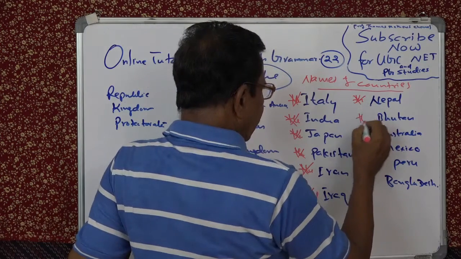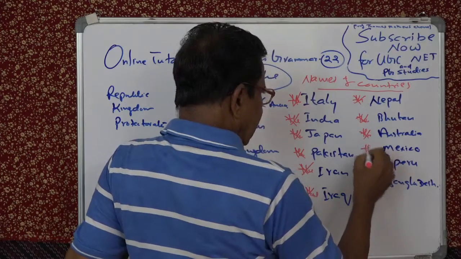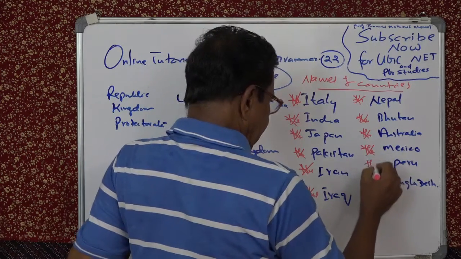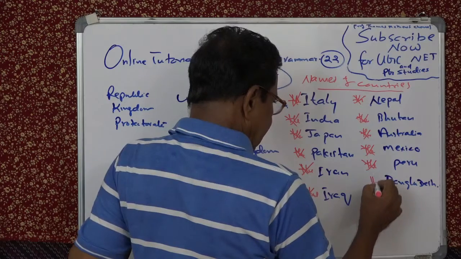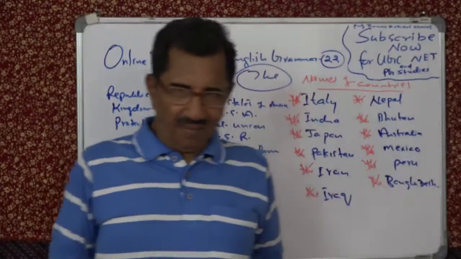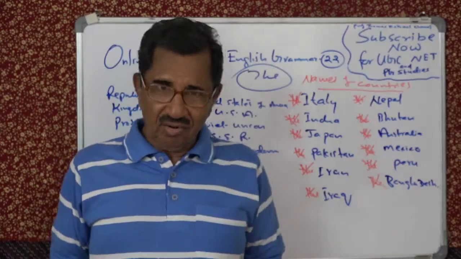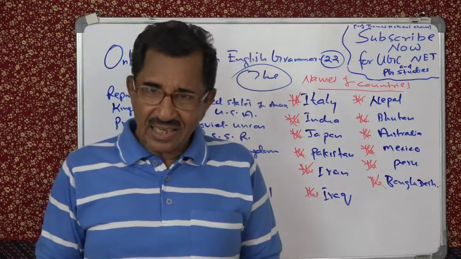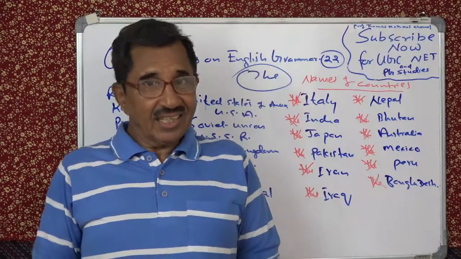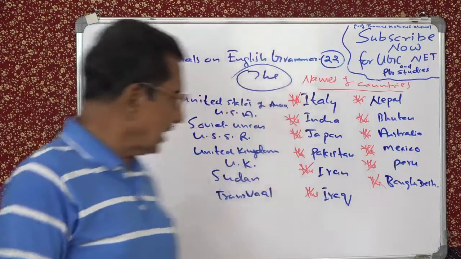The Nepal, wrong. The Bhutan, wrong. The Australia, wrong. The Mexico, wrong. The Peru, wrong. The Bangladesh, wrong. The France, wrong. The Denmark, wrong. The Sri Lanka, wrong. The South Africa, wrong. Understand? I think now that's clear.